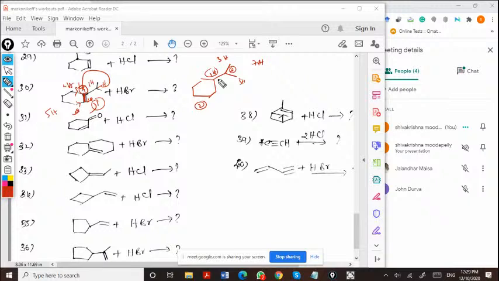Okay. So keen observation should be there, and when you are finding the most stable carbocation, you must see the inductive effect, mesomeric effect, and hyperconjugation. Then only you decide whether it is a stable carbocation or not. So out of these two, this will be the stable one. So bromine will be going to add here. So this is the major product.